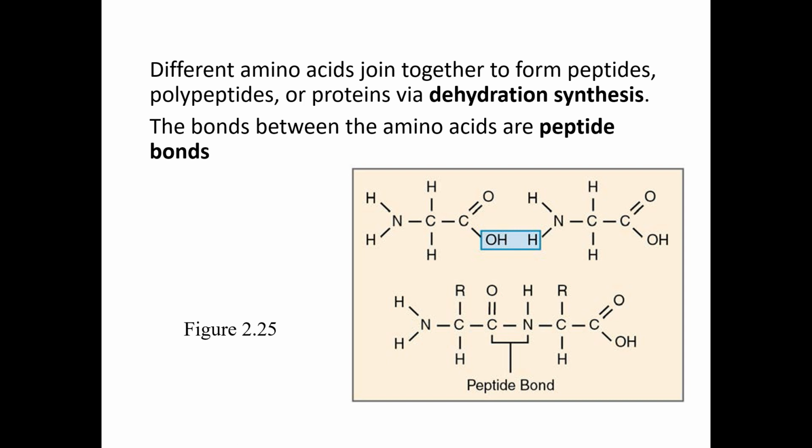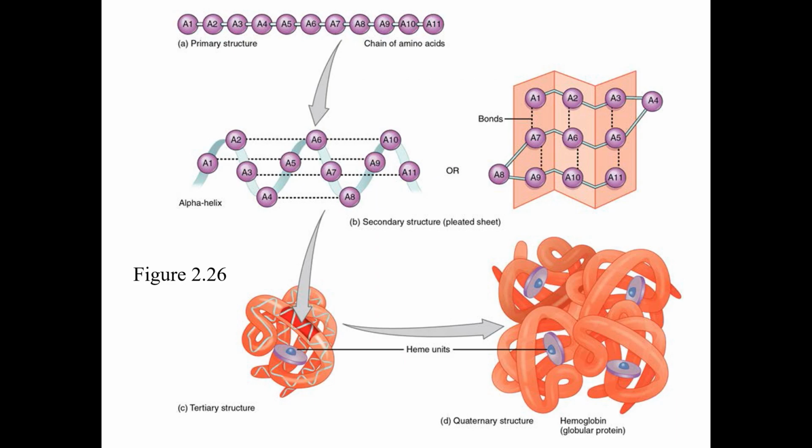So you have a question: what are proteins made of? They are made of amino acids through the reaction called dehydration synthesis, when amino acids are connected together using peptide bonds. And of course, there will be much more than two. There will be dozens, hundreds, sometimes thousands of those amino acids.